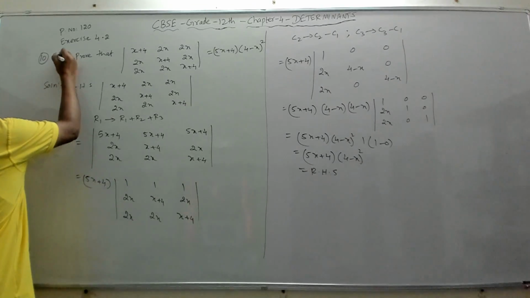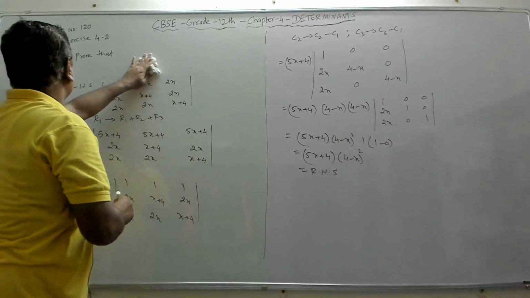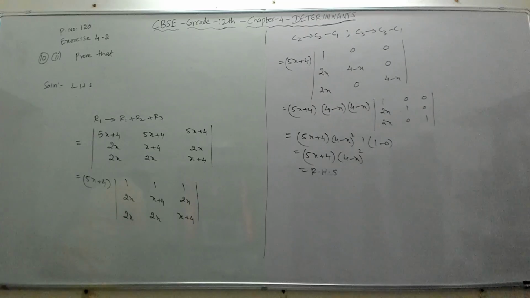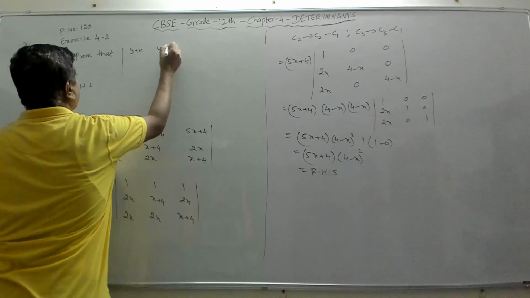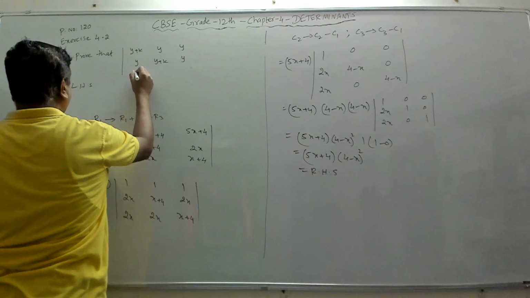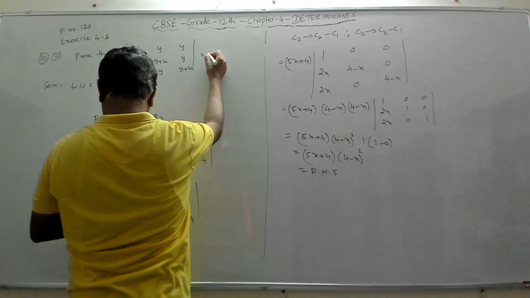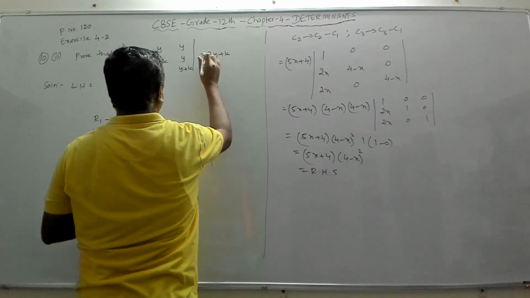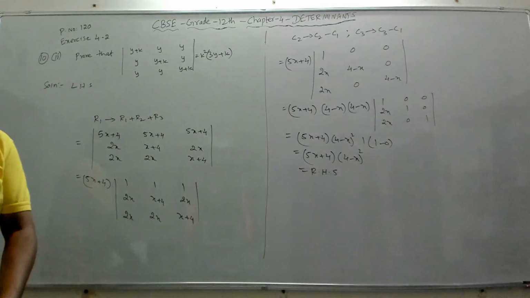Second problem in the 10th one is, again prove that the determinant with rows y plus k, y, y; y, y plus k, y; y, y, y plus k is equal to 3y plus k into k square, equal to k square into 3y plus k. We have to prove this.